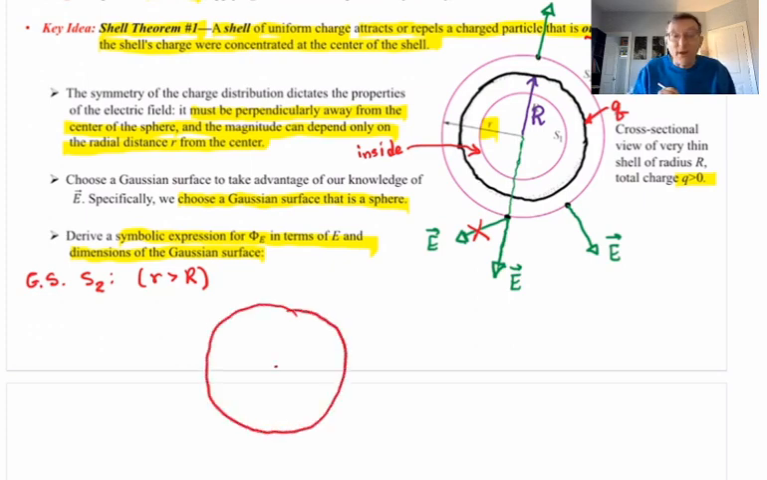There's the center of the shell. Well, the center of everything. Now this has radius little r. It's S2, not the shell. Now the electric field, I'm going to imagine a little patch of area right there.